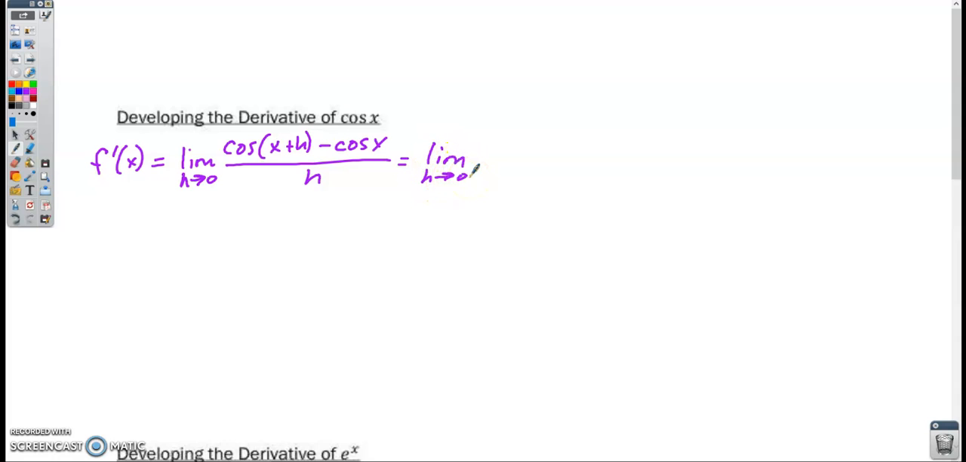If you don't know this one, it's a little bit harder than the one with the sines, but the cosine of the quantity x plus h is cosine of x cosine of h minus sine of x sine of h. And we of course still have the minus cosine of x there, and all of that's over h. And now, just like we did when we were deriving the rule for sine, we're going to group the terms that contain cosine of x into one limit and the other terms into another limit.